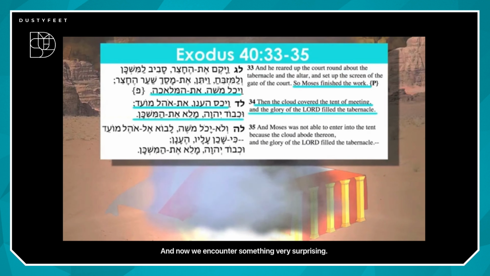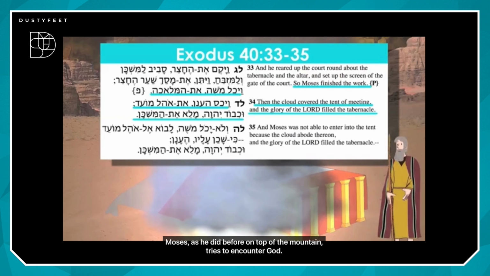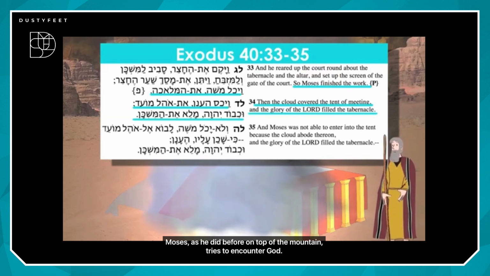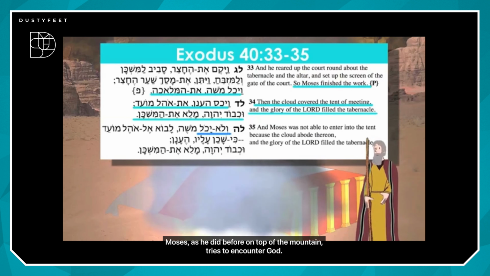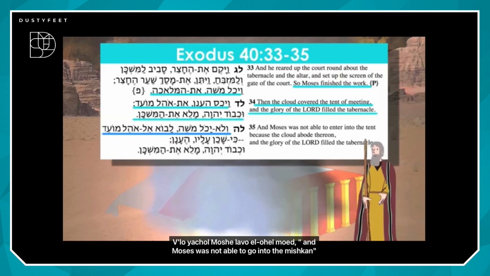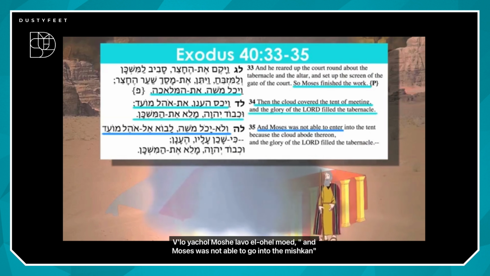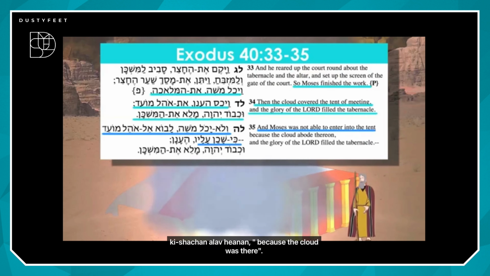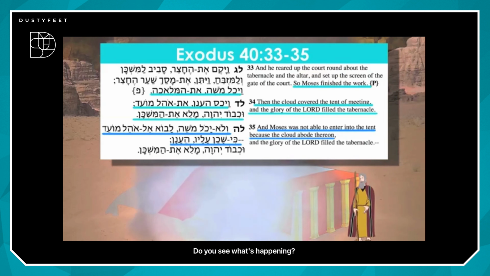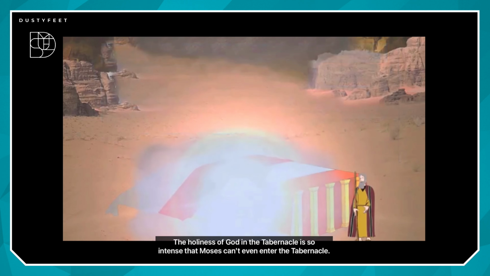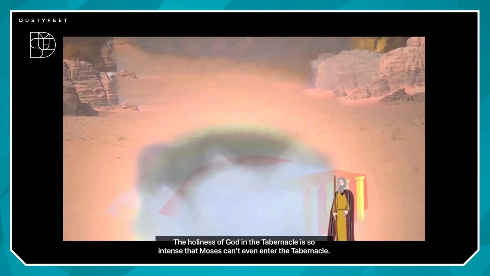And now we encounter something surprising. Moshe, as he did before at the top of the mountain, tries to encounter God. V'lo yachol Moshe lavo el ohel moed. And Moshe was not able to go into the Mishkan, ki shachan alav he'anan, because the cloud was there. Do you see what's happening? The holiness of God in the tabernacle is so intense that Moshe can't even enter the tabernacle.